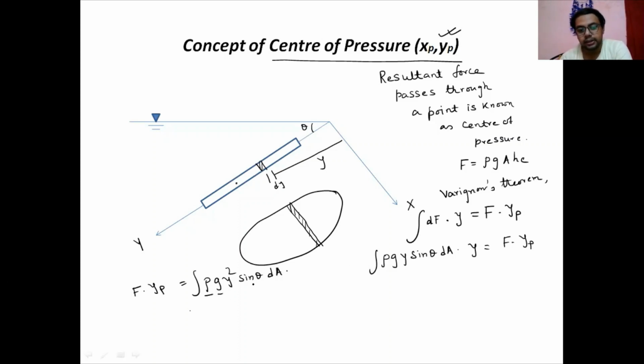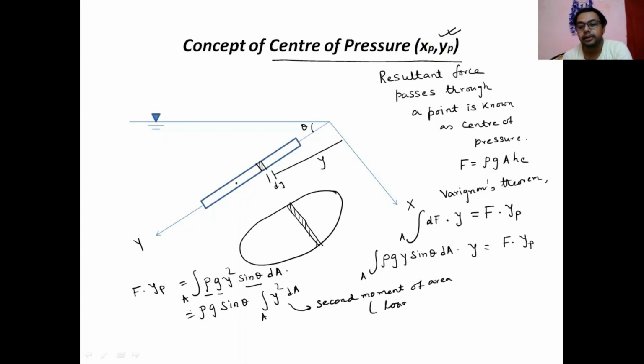Rho g and sine theta do not depend on the area, so they will come out of the integration. Sine theta, integral of y square dA. We are considering the integration over the total area. So what is the integral of y square dA? This is called the second moment. Initially it was the first moment of area, now it is the second moment of area.